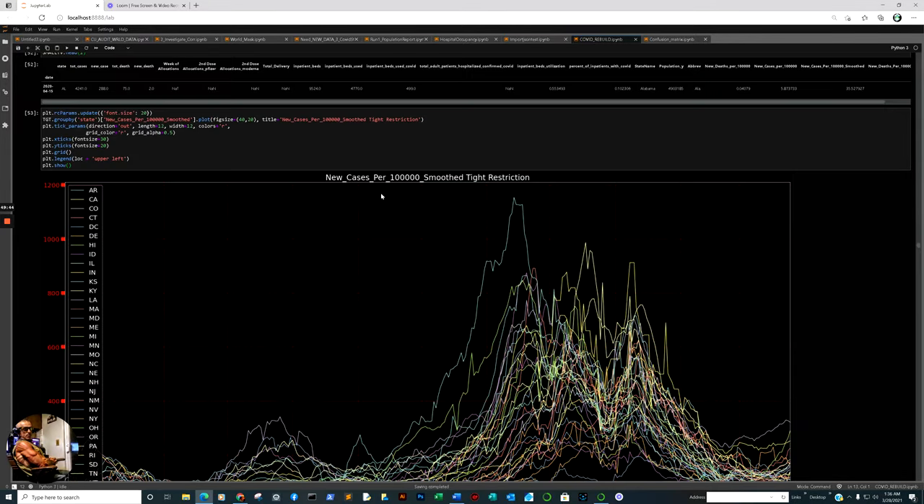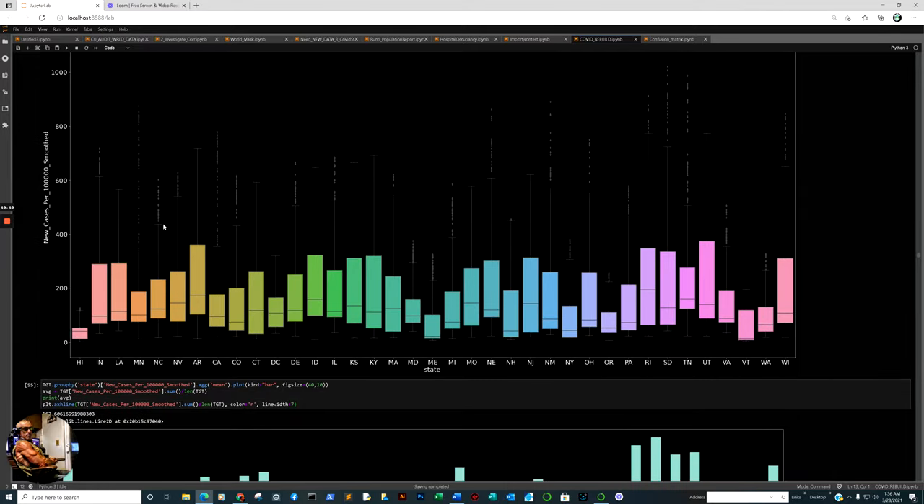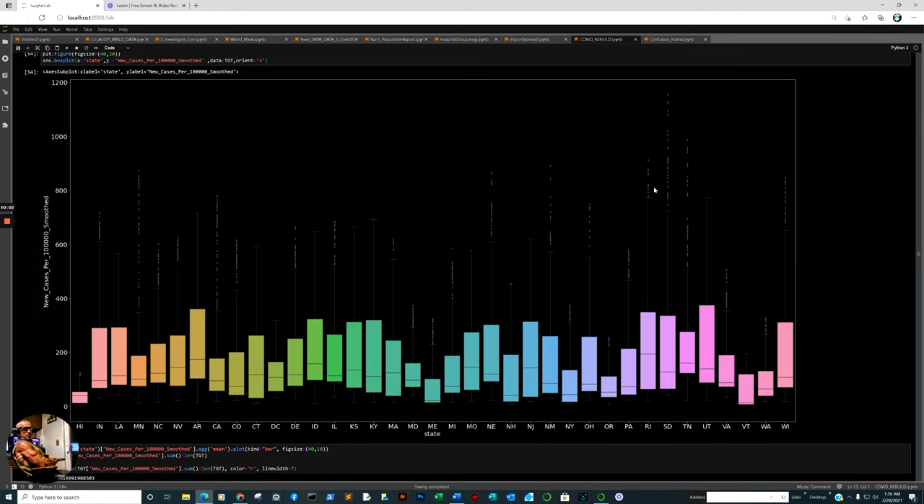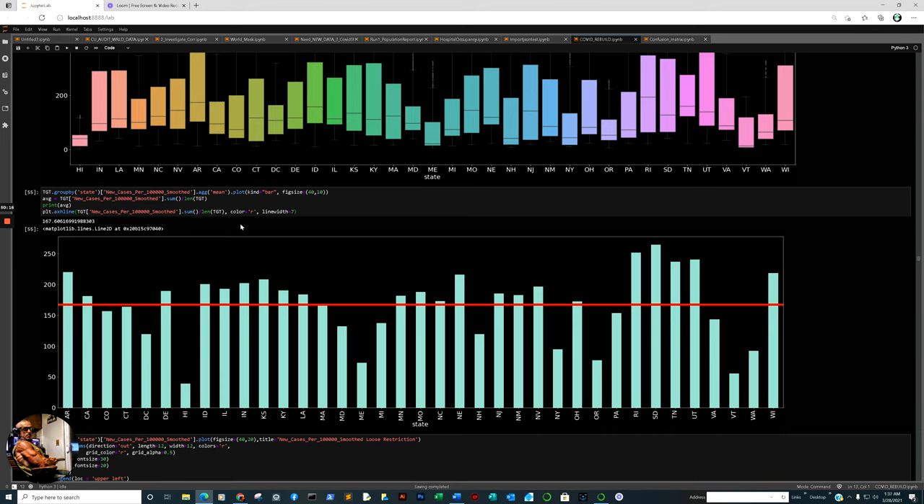Let's look at that. That's new cases. Those are tight restriction states. This box and whisker chart, look at all the outliers. However, this is the numbers coming in. You see all these outliers right here. This is not going to really give you too much information, because they tend to one time or another group data, in this case cases, and just throw a report in all at once. So it's more of a warning sign to me.